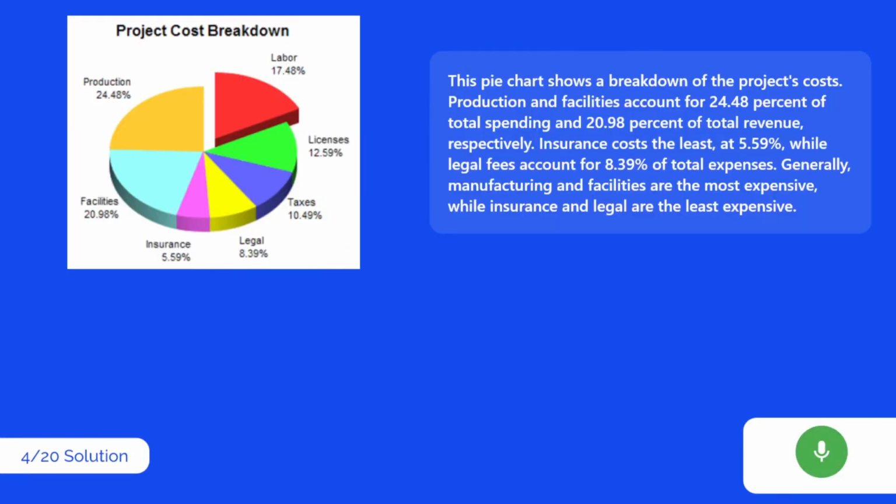This pie chart shows a breakdown of the project's costs. Production and facilities account for 24.48% of total spending and 20.98% of total revenue, respectively. Insurance costs the least, at 5.59%, while legal fees account for 8.39% of total expenses. Generally, manufacturing and facilities are the most expensive, while insurance and legal are the least expensive.